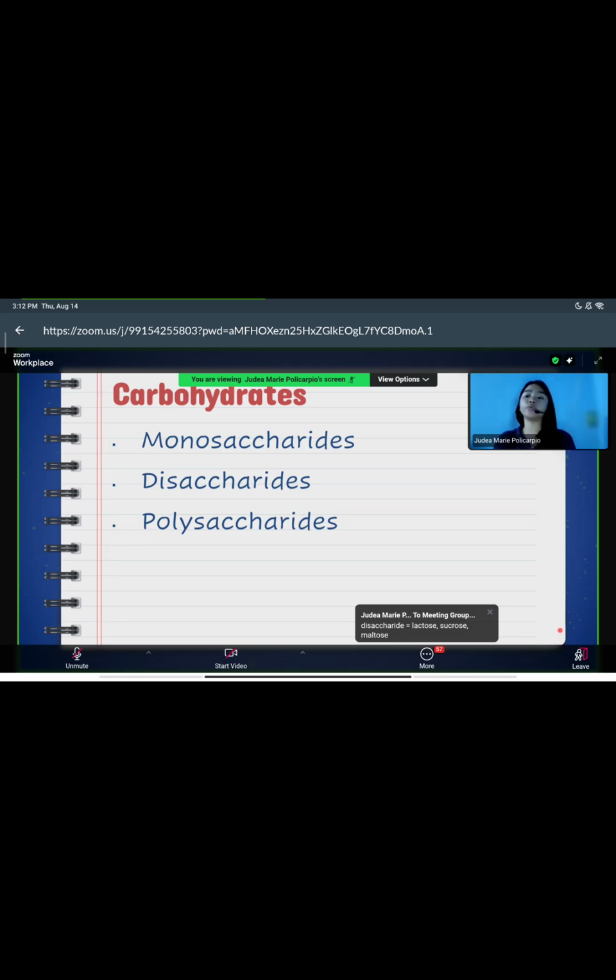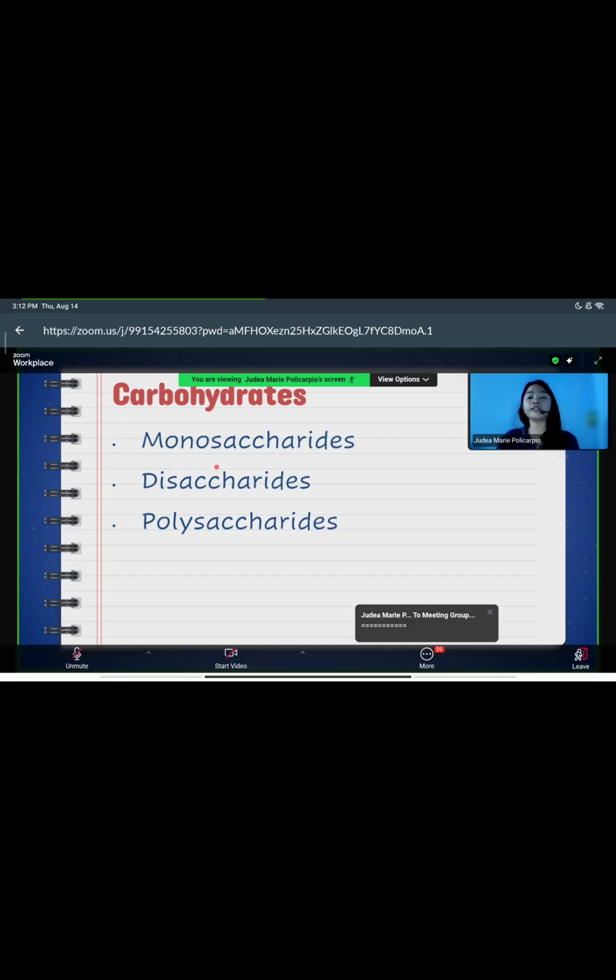Polysaccharide naman na would include your glycogen. This would also include your starch at saka yung ating chitin. Okay, so these are some of the examples of your polysaccharide. Ma'am, kailangan bang kabisado namin yung mga monosaccharide, disaccharide, polysaccharide? Well, yes. Sometimes kasi ang question is all of the following are disaccharides except kanino. Kaya kailangan alam niyo yung category nila. If they are monosaccharide ba, disaccharide, or polysaccharide. Okay? However, let's try to dig into the details.